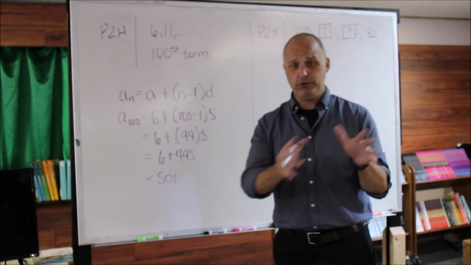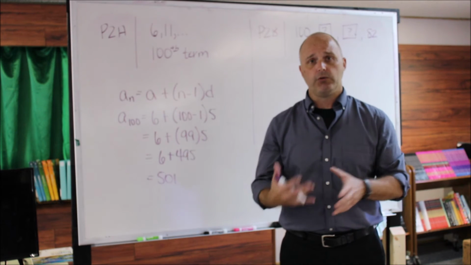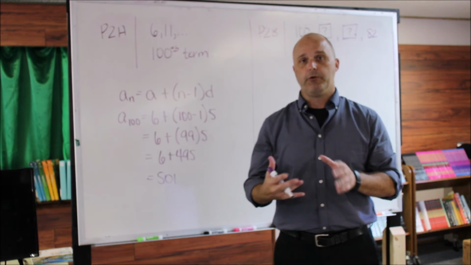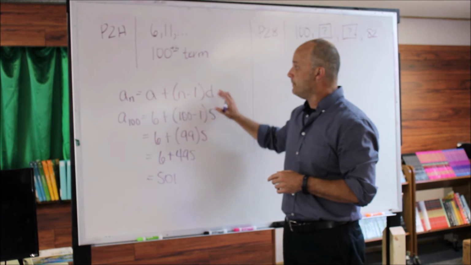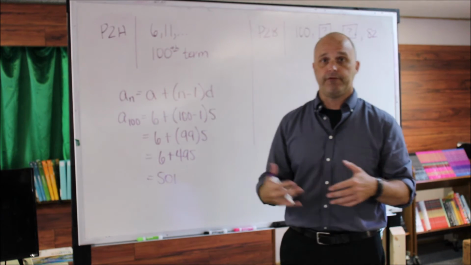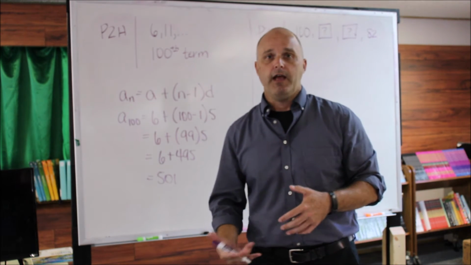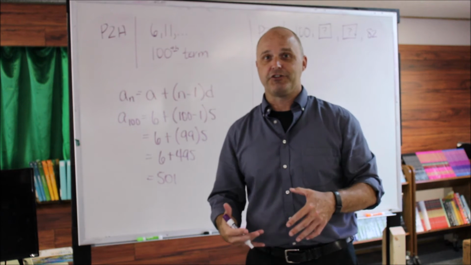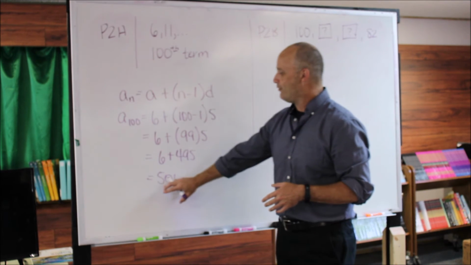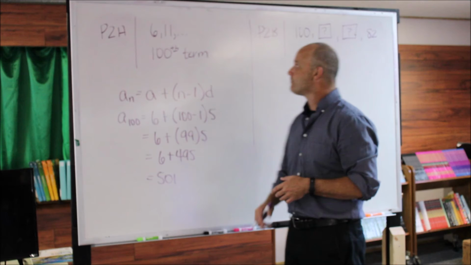You can see how if you take the SAT and you're given one of these questions, it's really going to help you to know that this formula is the explicit formula for finding an arithmetic sequence. It's going to be a lot faster than trying to count 100 terms to get to 501.